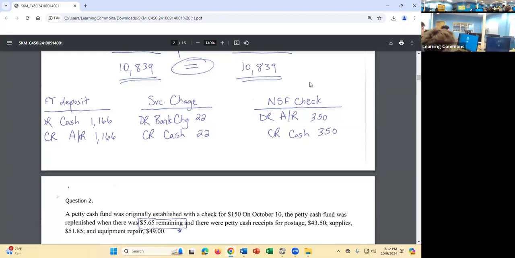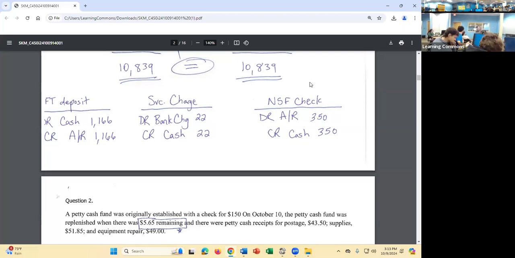So out of this cash box, we had $43.50 come out, we had $51.85 come out, and we had $49 come out. So how much should be in this box based on those three transactions? We take 150, subtract 43.50, subtract 51.85 and 49. How much is sitting there? It's $5.65. In this case, it's the same.